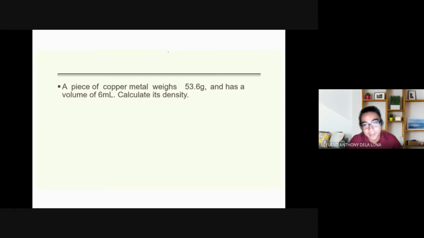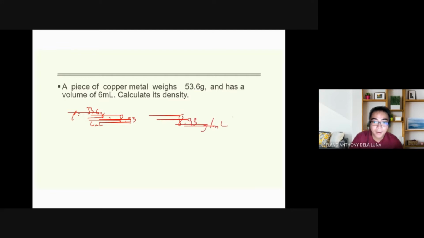But what about this one? A piece of copper metal weighs 53.6 grams and has a volume of 6 ml. Calculate the density. Again, it's as simple as, sorry, I will be the one to compute so we don't run out of time. 53.6 grams divided by 6 ml, and that would give you 8.93 gram per ml.